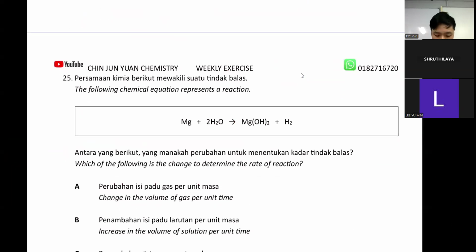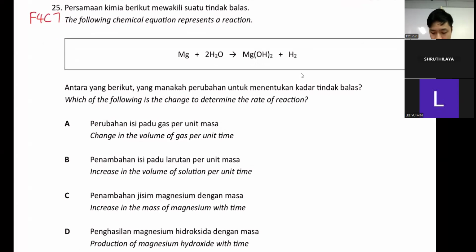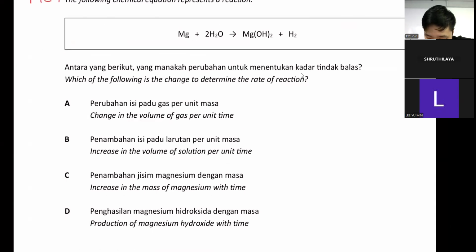25. This is Form 4, Chapter 7. The following chemical reaction represents a reaction. Which of the following is the change to determine the rate of reaction? Okay. So in this case, normally this one is acid, react with water to get... Why do you have water? No, sorry. Metal. Metal, logam.